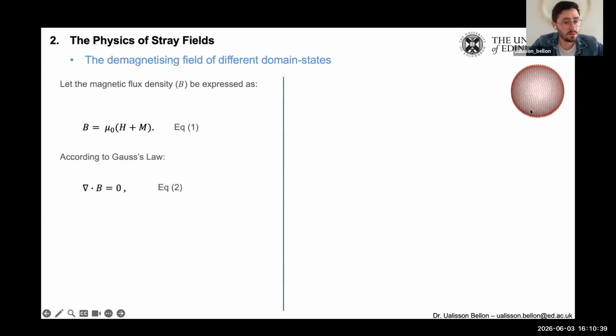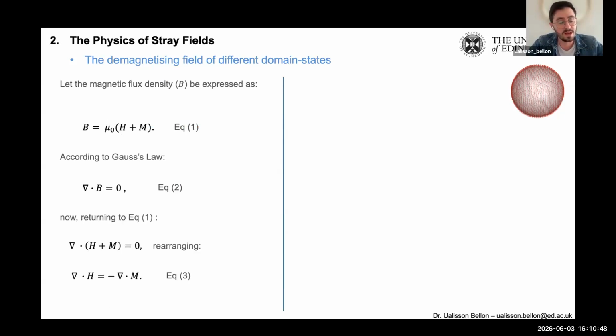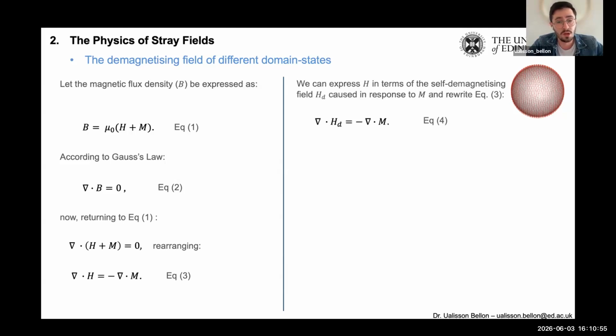And if you remember Gauss's law, which says that the divergence of this field should be zero, which means there should be no monopoles, and we substitute that within that equation, we come up with the divergence of H being equal to minus the divergence of the magnetization, which basically tells us that H can be expressed in terms of a self-demagnetizing field. That's essentially why we call it a demagnetizing field, because it's a field that's arising in response to the magnetization of the particle.